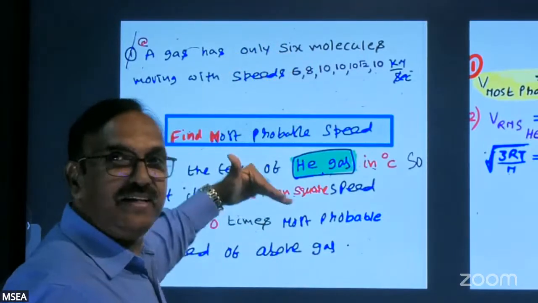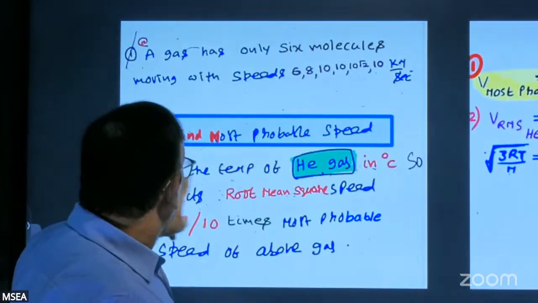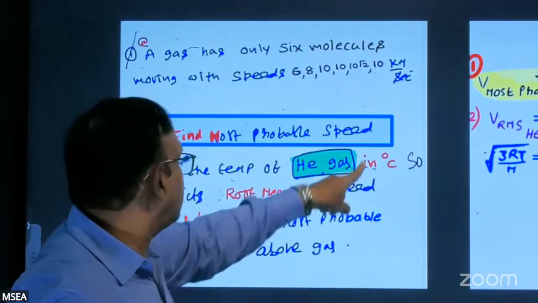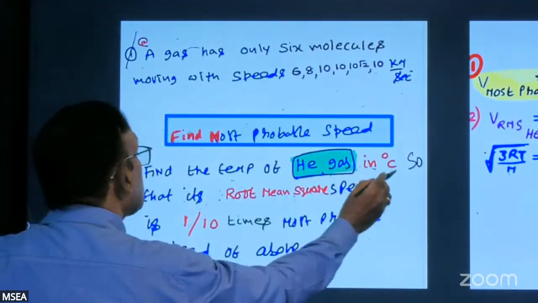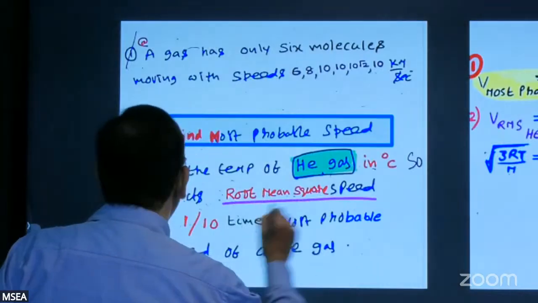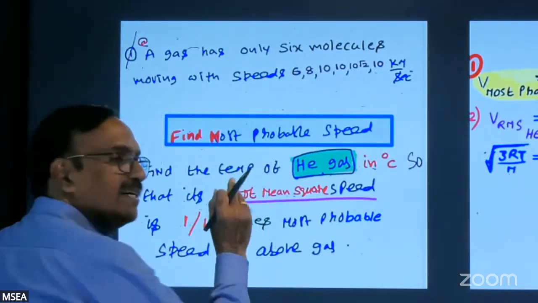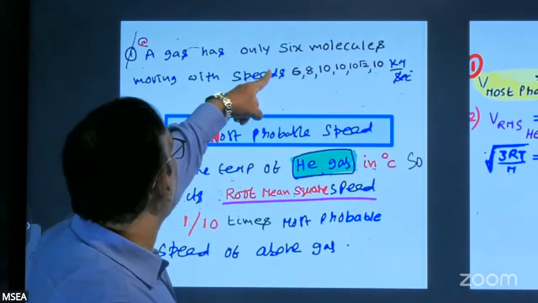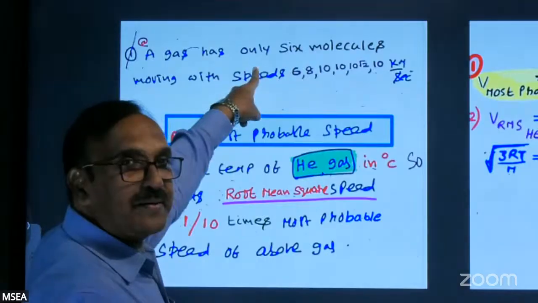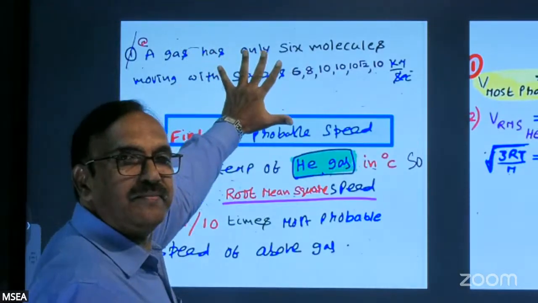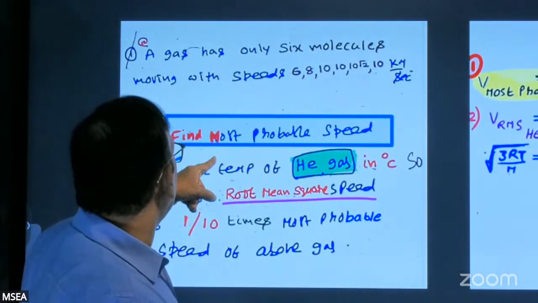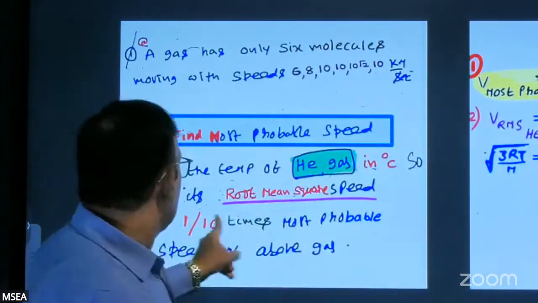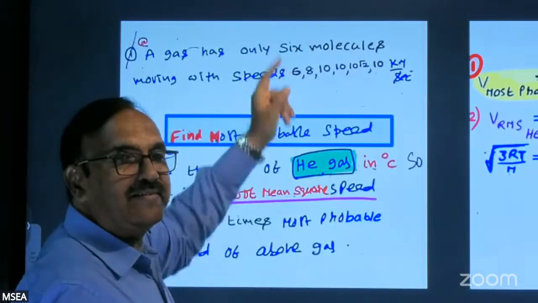That is being correlated with the next one. Find the temperature of a helium gas, that too in degrees centigrade, so that the root mean square speed of this helium gas is exactly 1 by 10 times the most probable speed of the above said gas. Some gas is given. Now, I want to know the temperature of a helium gas so that its RMS speed is 1/10 of the above said gas.